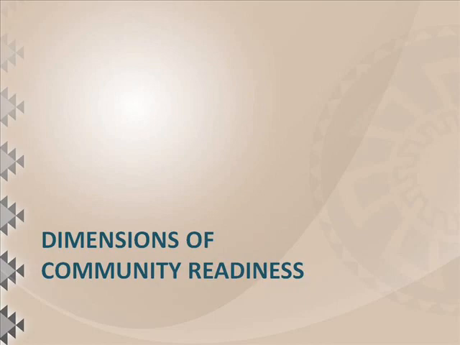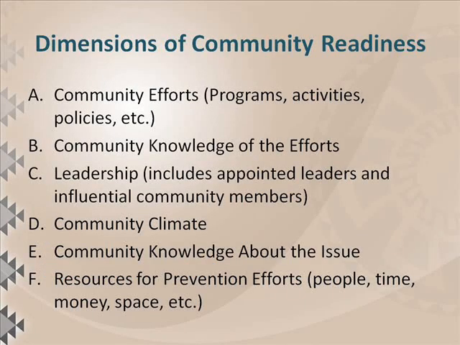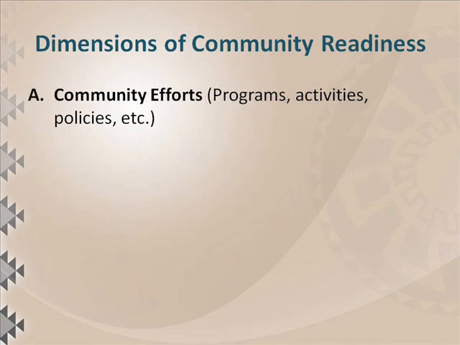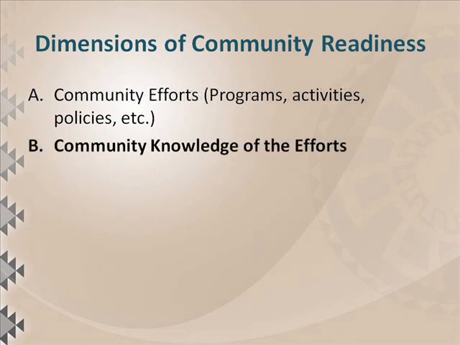Dimensions of community readiness. There are 6 dimensions in the model, and each of those dimensions has key questions that are asked of those people interviewed in the community. The 6 dimensions are community efforts, which really asks questions about what's currently available as far as programming, activities, and policies, how long those efforts have been in place, and who they serve. Dimension B is the community's knowledge of those efforts. Does the community know how to access? What services are provided? What kind of evaluation is taking place within those programs?